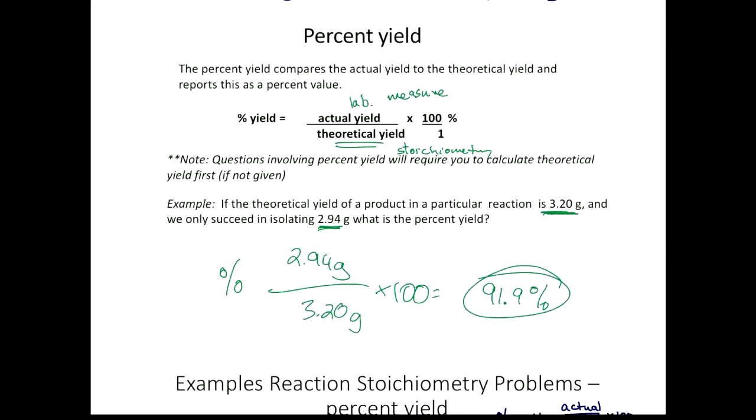All right, and what I want you to be cognizant of is the language that's used here. All right, what is the theoretical? Here I just gave it to you, but sometimes you have to calculate using stoichiometry what the theoretical is. And the idea here is in lab, you only got 2.9 grams. That would be your actual yield.